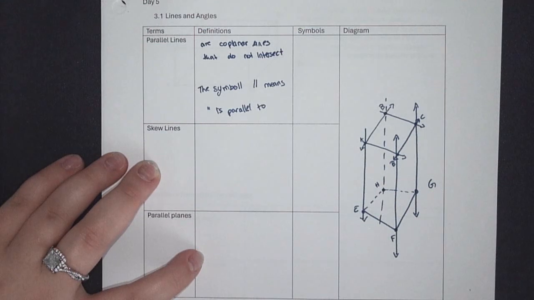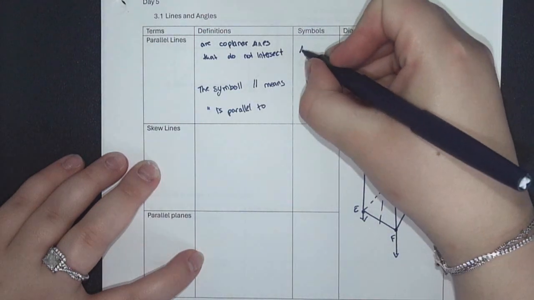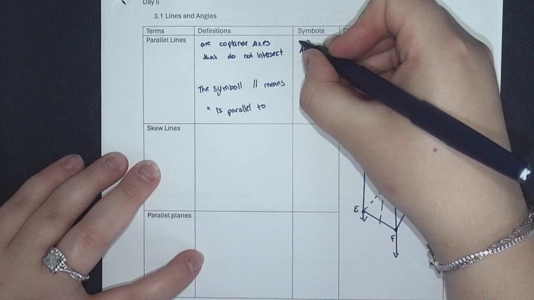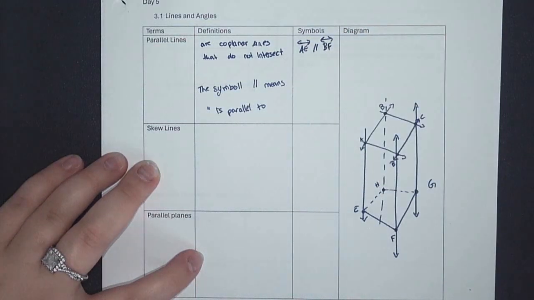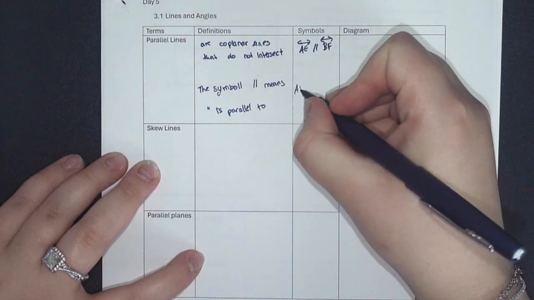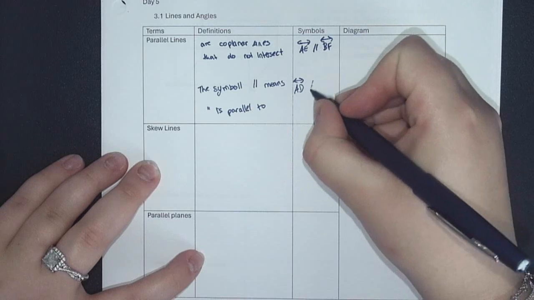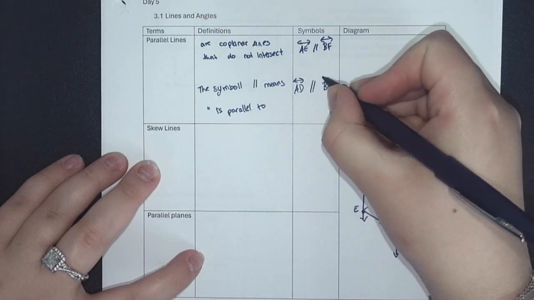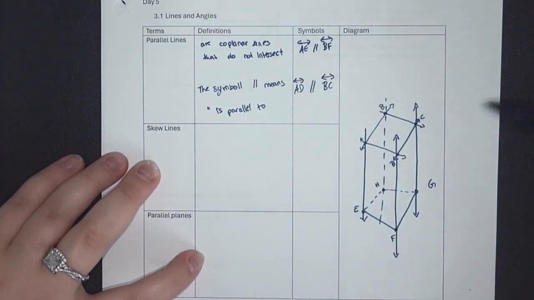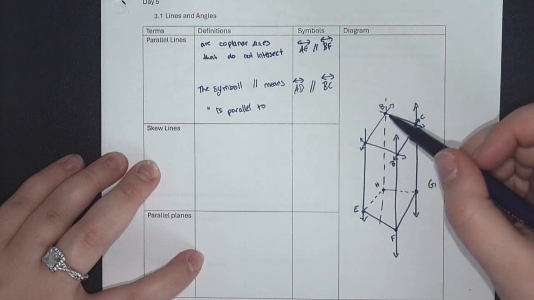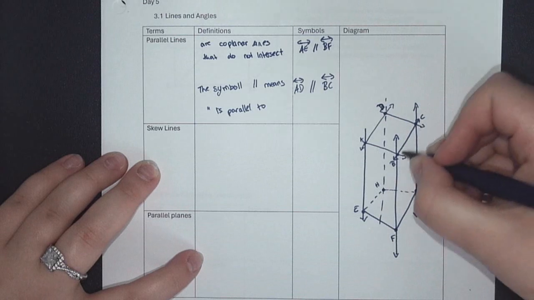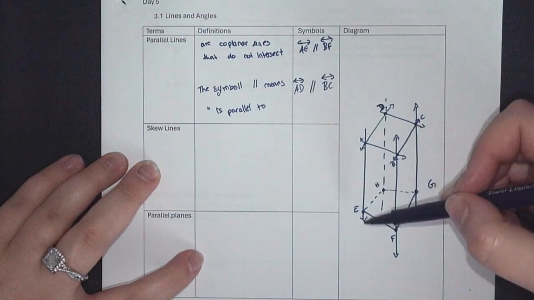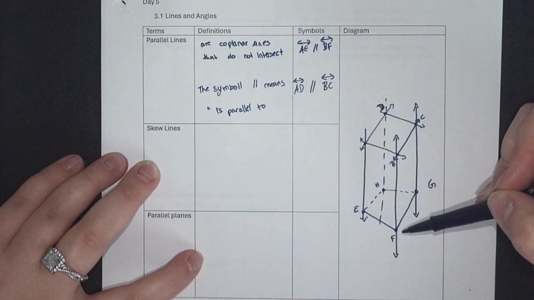So parallel lines would be AE is parallel to BF, or AD is parallel to BC. Right, AD, oops, this one back here should be D. AD is parallel to BC, or AE is parallel to BF.